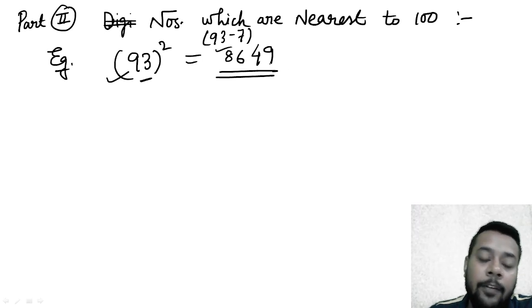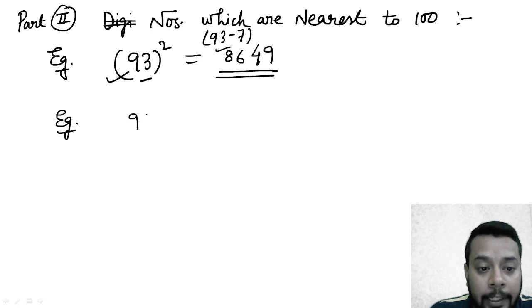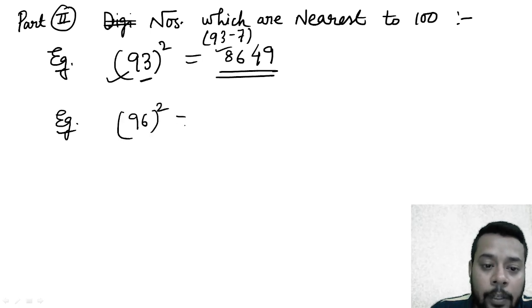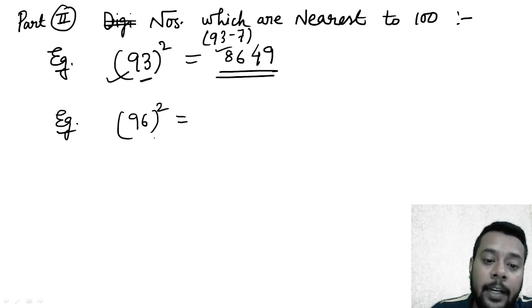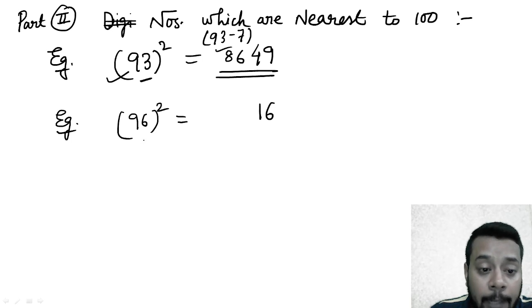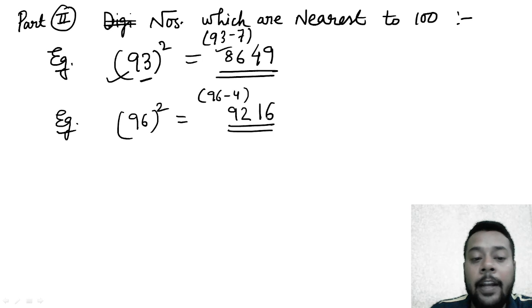So this will be the square value of 93. If I take another example, suppose 96 square, then what will you write? Since this number 96 is 4 less than 100, first of all write the square value of 4, and the same 4 has to be subtracted from the given number, that is 96 minus 4, and you will be left with 92. So this will be the square value of 96.